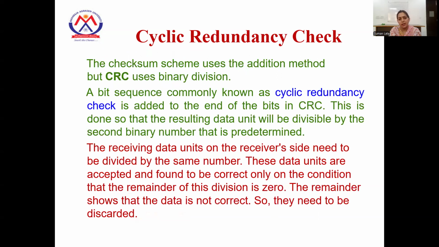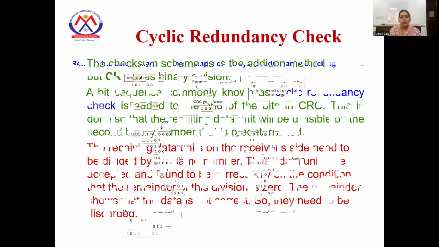In cyclic redundancy check, the checksum scheme uses the addition method, but CRC uses binary division. A bit sequence commonly known as the cyclic redundancy check is added to the end of the bits in CRC. This is done so that the resulting data unit will be divisible by a second, predetermined binary number. The receiving data unit on the receiver side needs to be divided by the same number. These data units are accepted and found to be correct only on the condition that the remainder of this division is zero. A nonzero remainder shows that the data is incorrect, so it needs to be discarded.